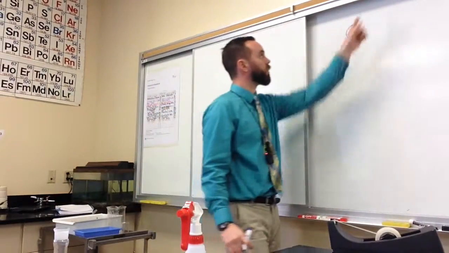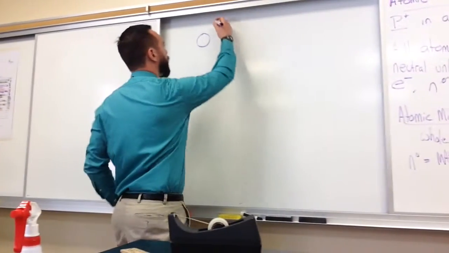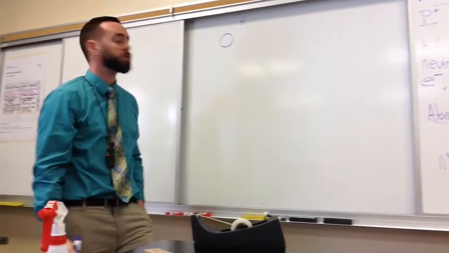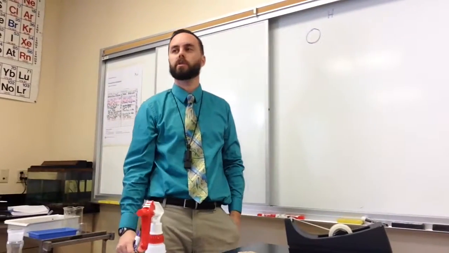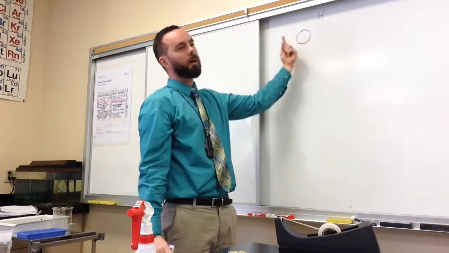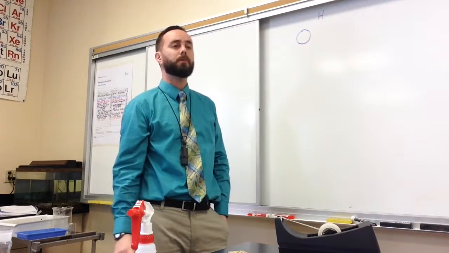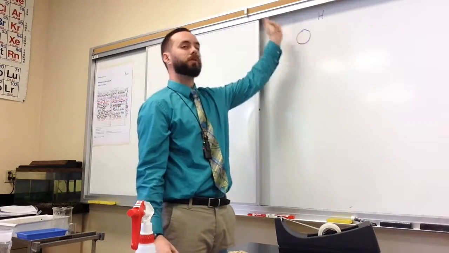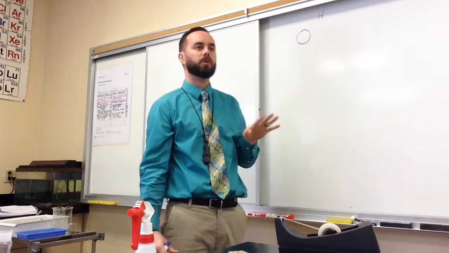Inside that circle, or not inside that circle, above and to the right of that circle, we're going to put the element we're talking about. And the first one we're going to talk about, its symbol is H, and that is hydrogen. So we want an H above and to the right of it. Above and to the left of it, we want the number of protons that it has. So if you look, its atomic number. So for hydrogen, what's hydrogen's atomic number here, Lindsay?